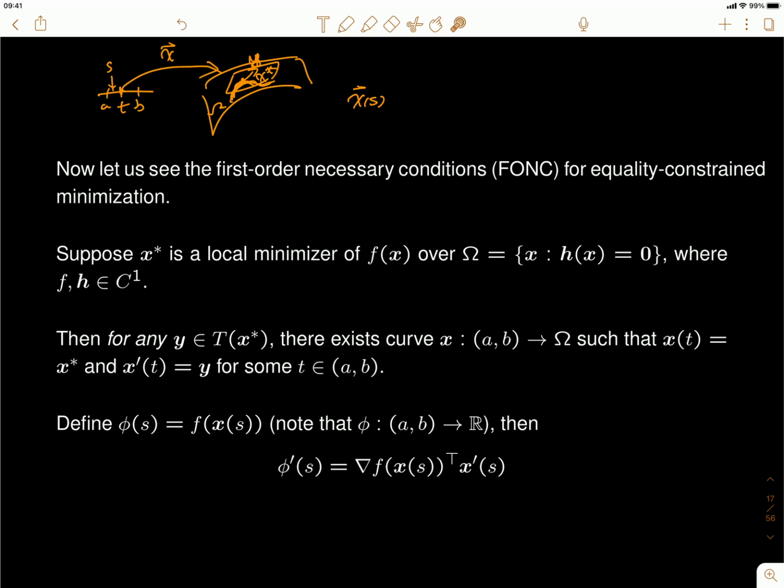But right now, we don't have this issue, because the constraint has been taken care of by this x, because I know that for any s, the x of s is a point in omega. So I can freely evaluate my f on this point, because this point is always on omega. Okay, it always satisfies the constraint. So the phi of s is defined in this way. So the phi prime of s, according to the chain rule, is just the gradient of f at this point times the derivative of x at s. But remember that at the point s equals t, x of t will be equal to x star, and x prime of t will be equal to y.